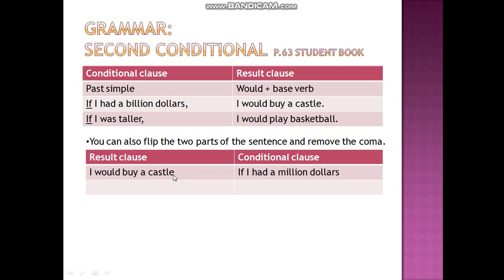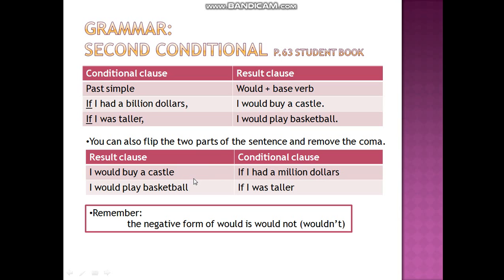As you can see, there is no comma. There is no comma in such a sentence. I would play basketball if I was taller. These are the same two sentences here and here. We flipped the conditional clause and the result clause. We removed the comma. Okay? Remember, the negative form of would is would not.